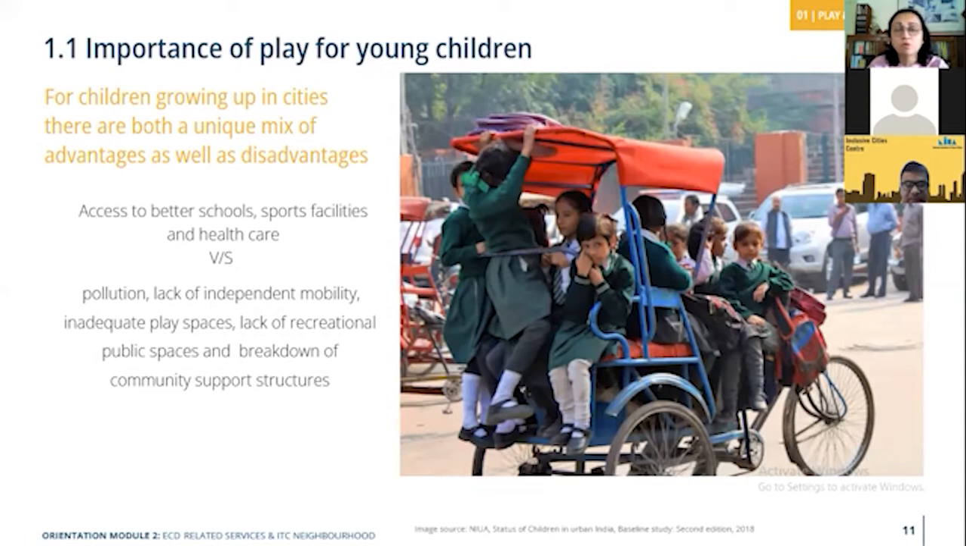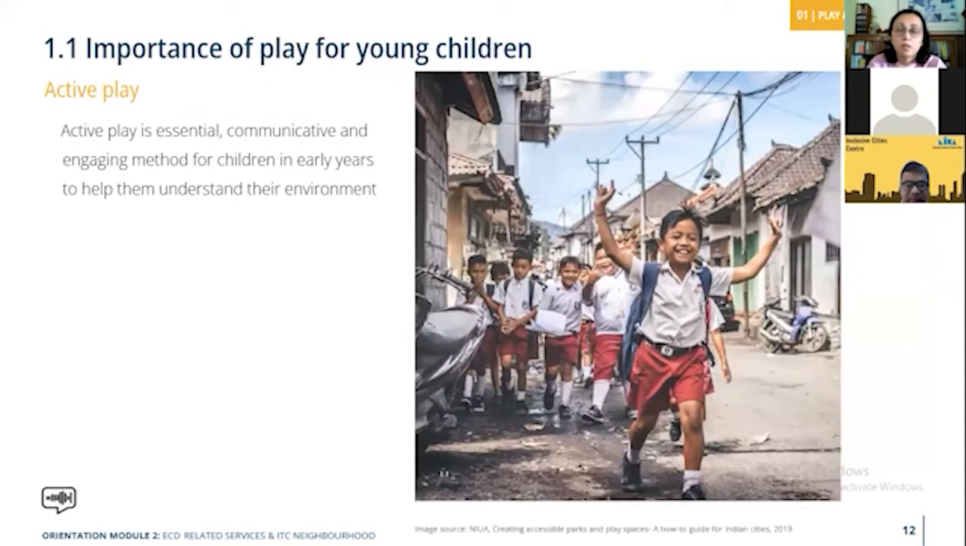And there is also most of the time inadequate play spaces for them, which is a deterrent for their growth also. Over and above this, there is also a problem with active play. Active play is when you are physically playing, especially in the outdoor areas. This is an integral part of the development of the child's motor skills. But also it's an important tool for a lot of other development like cognitive development and emotional development also. So it is an essential, communicative and engaging method for the children in the early years.